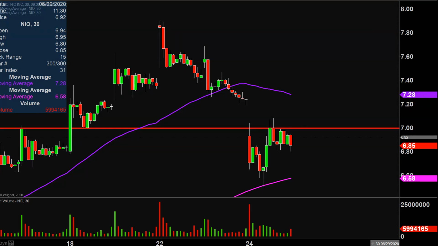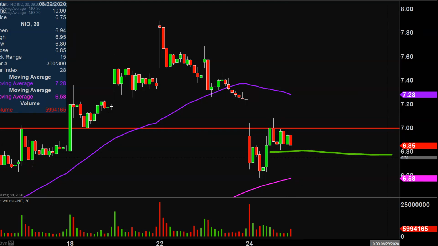Now, as far as areas of support, two levels stand out. The one I'm just going to map out without an actual annotation. But right here at the 6.80 mark, 6.80 is going to be that preferable level, meaning what would make the chart look the best? Definitely if the price can stay above there.